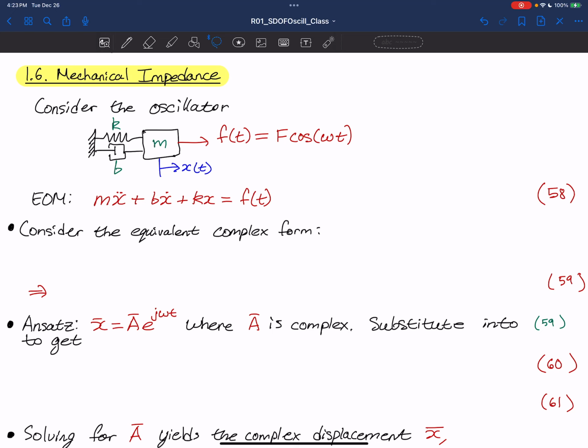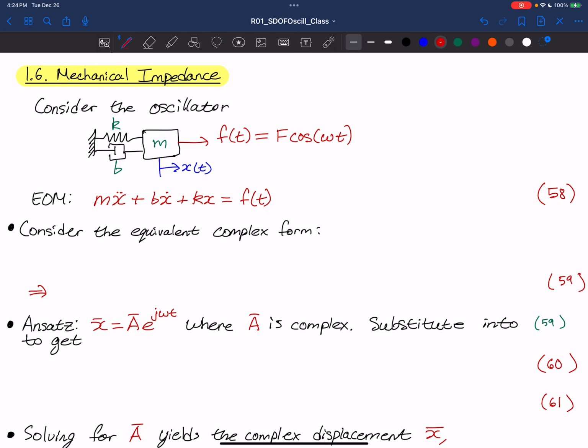416/816 Engineering Acoustics. We're going to continue in this lecture on our discussion of single degree of freedom harmonic oscillators. In particular, we're going to talk about mechanical impedance in this lecture. We're going to consider a standard harmonic oscillator, in this case with some external forcing in the form of a cosine term, or it could just be a generic forcing. And in this case, we have the following equation of motion.